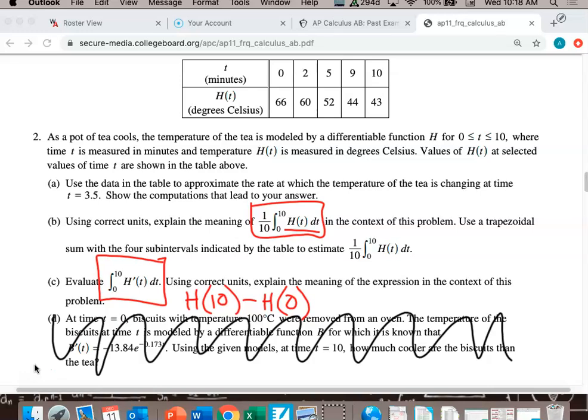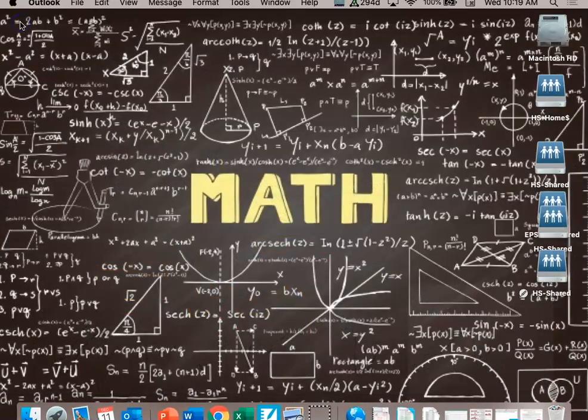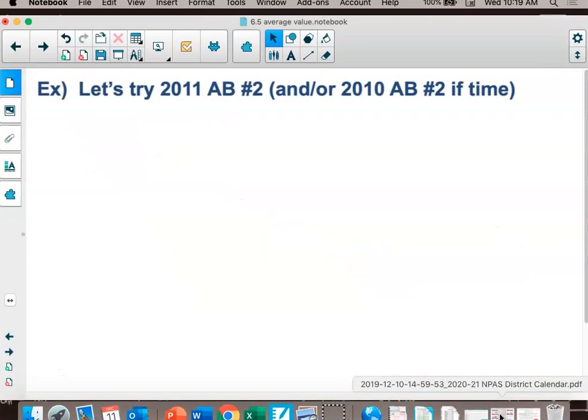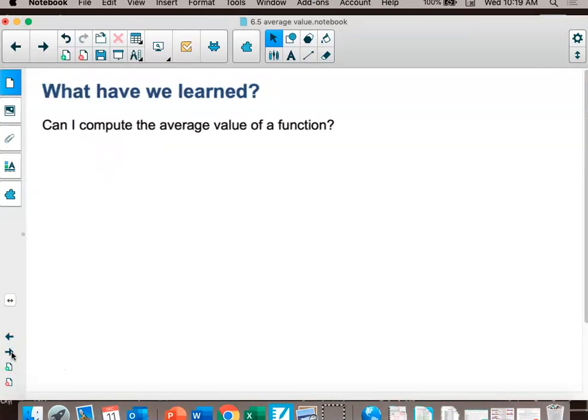A few little issues with not writing units on your explain, and there will be at least one explain problem on your test, so it's good to practice. Okay, that is it. I'm going to minimize this. Let's go back to this. We're not going to do 2010 today, but we might do it later.